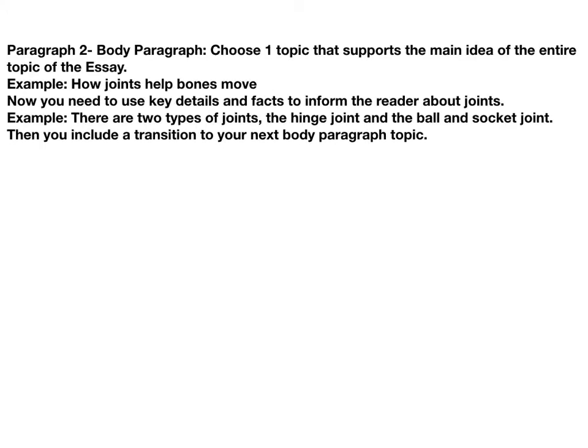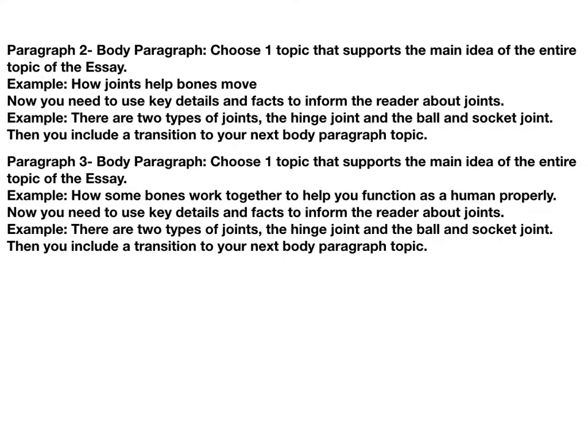Paragraph 2, body paragraph. Choose one topic that supports the main idea or the thesis of the entire essay. For example, my next paragraph would be about how joints help bones to move. Now you need to use key details and facts to inform the reader about joints. An example would be there are 2 types of joints, the hinge joint and the ball and socket joint. Then you include a transition into your next body paragraph topic.